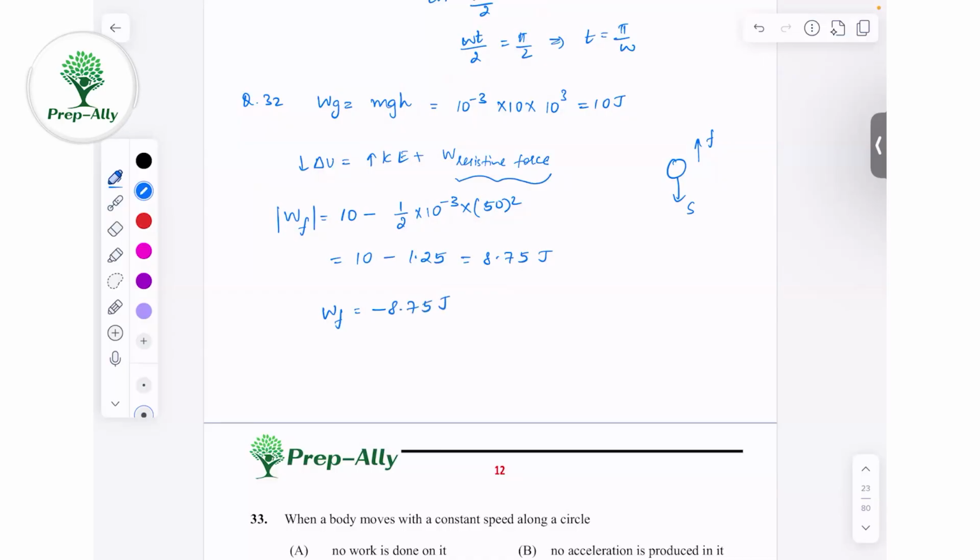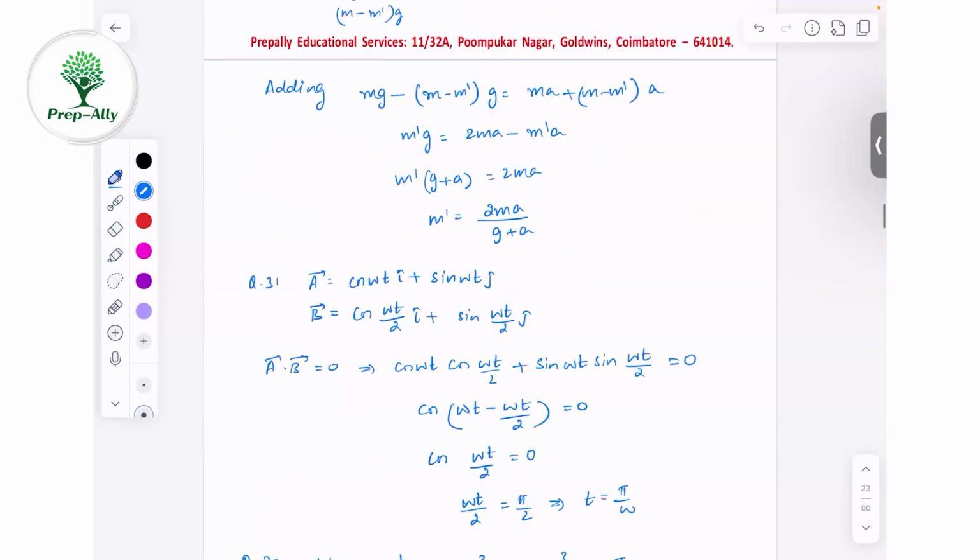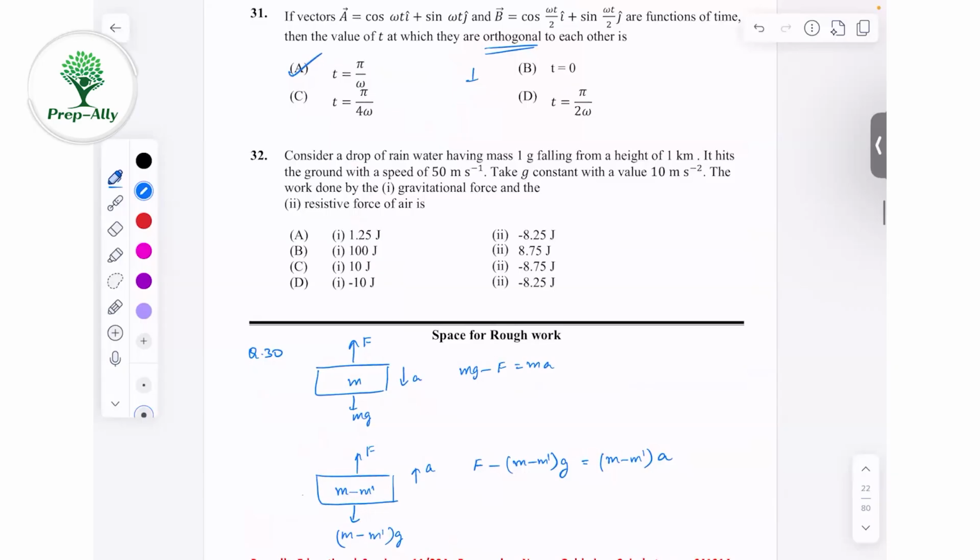We are finding this out by using the conservation of energy here. What we have here is the magnitude, not the actual value of work done. The actual value of work done would be negative because the displacement is against the direction of force. Hence, the answer is going to be 10 and minus 8.75.